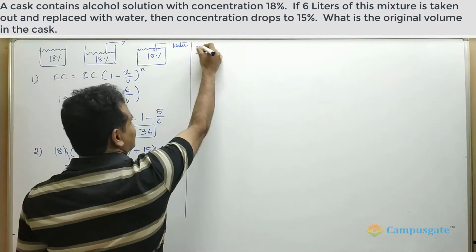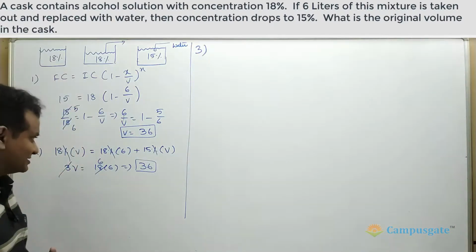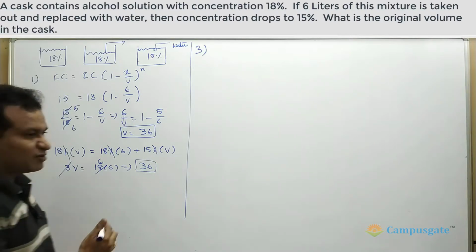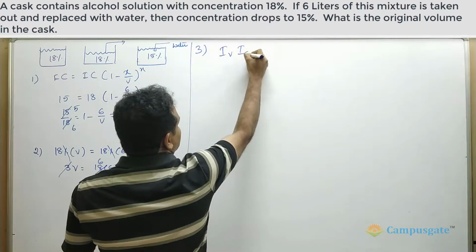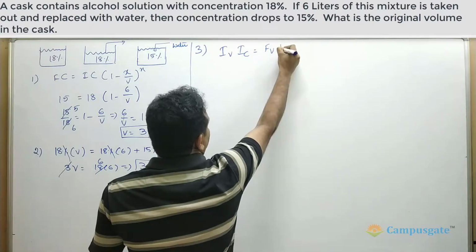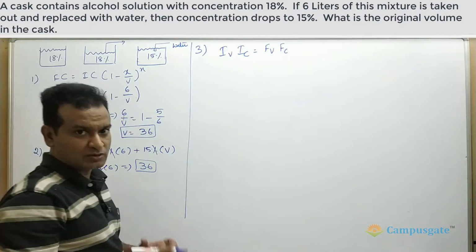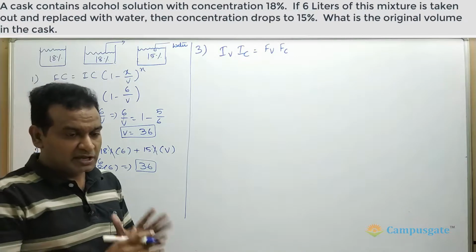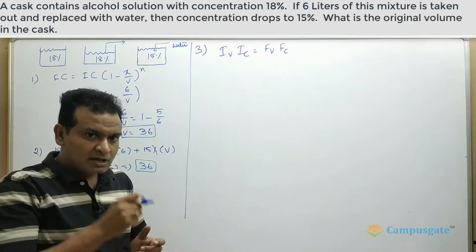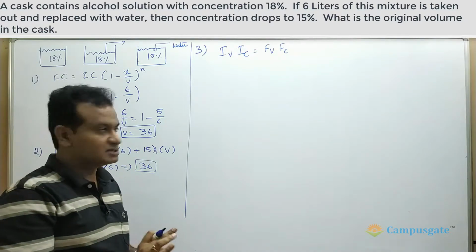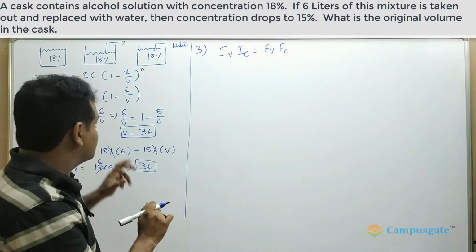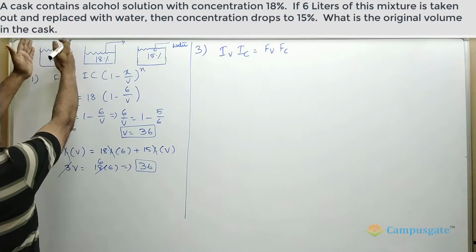Third method. How can we solve it? There is a simple formula: initial volume into initial concentration equals final volume into final concentration. Let me explain what is initial volume. Initial volume means the volume just before the addition of the pure component, right? So here the initial volume is, suppose let us take this total volume is V.